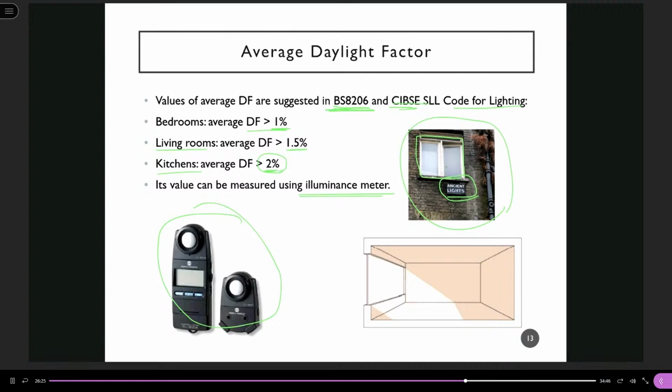So the window has a sign called ancient lights. It is to warn the people opposite not to construct a tall building. Don't block my window, otherwise I will sue you. So you will see the right to enjoy daylight should be protected, and it was even laid down in the ordinance of some countries.